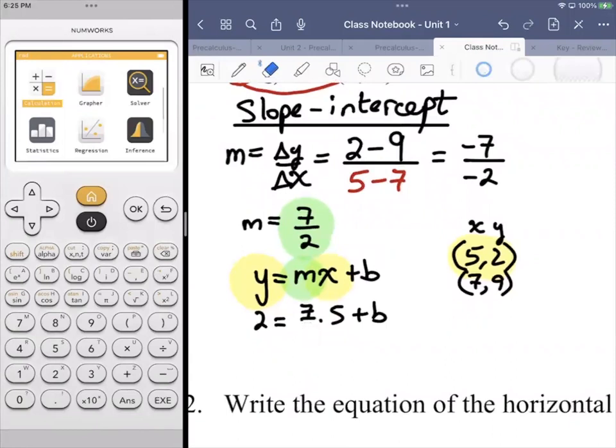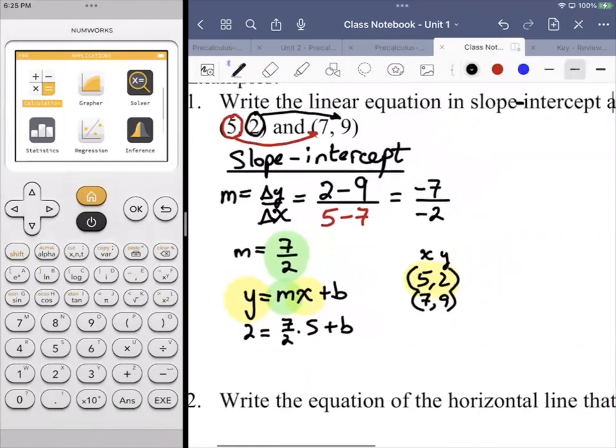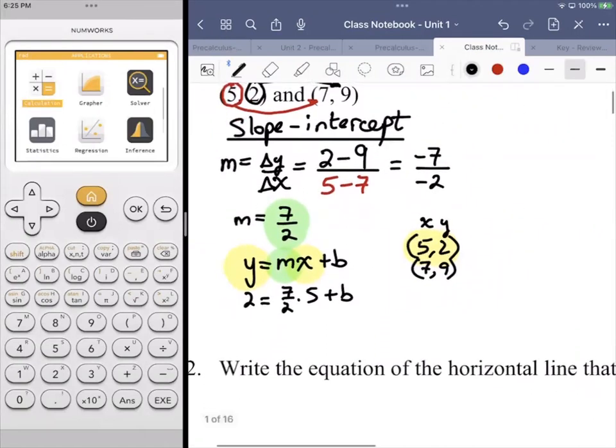Professor, sorry, I have a quick question. The slope, isn't it supposed to be negative? Is it supposed to be negative? Let's see. 2 minus 9. Well, it's negative over negative, so that becomes positive. Gotcha. Okay, I was just making sure. Thank you. No problem. All right.